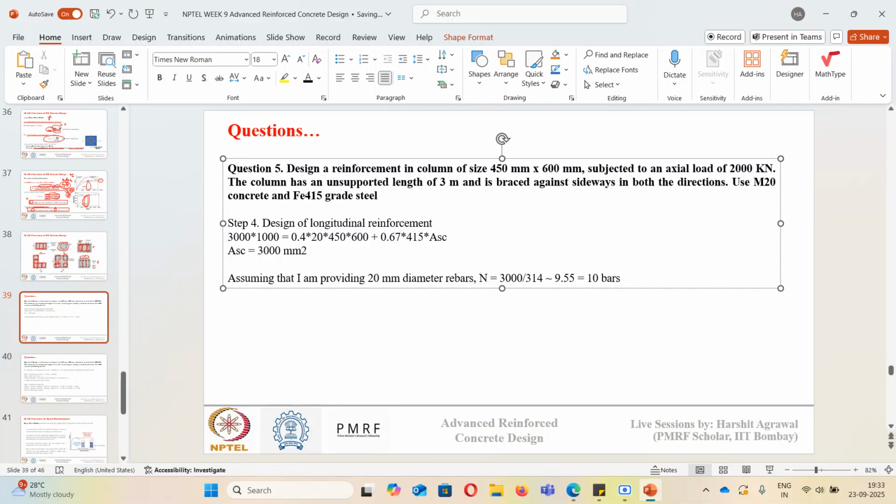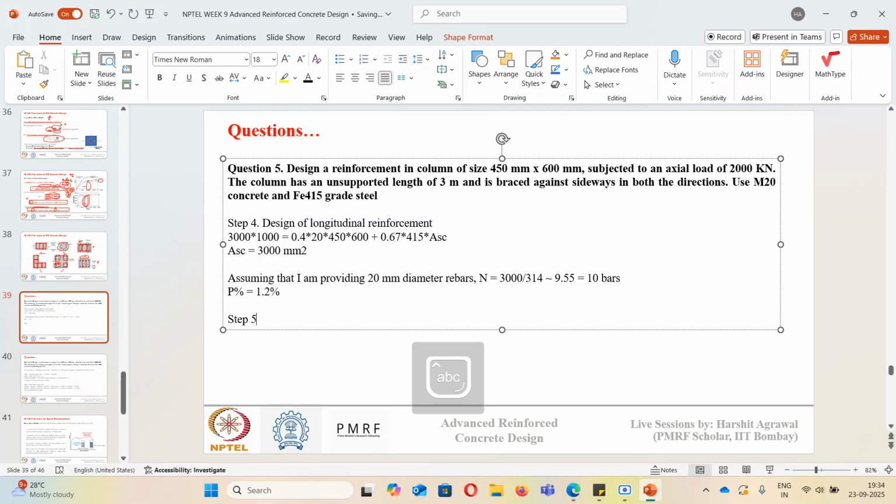Okay, so we will uniformly distribute these 10 bars, and when you calculate the percentage area, it will come out to be 1.2%. So that is lying between the limits mentioned in the code, 0.8 to 6%. Now, next step is step 5, that is design of lateral reinforcement.